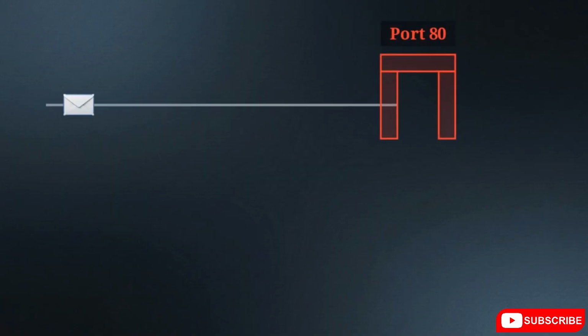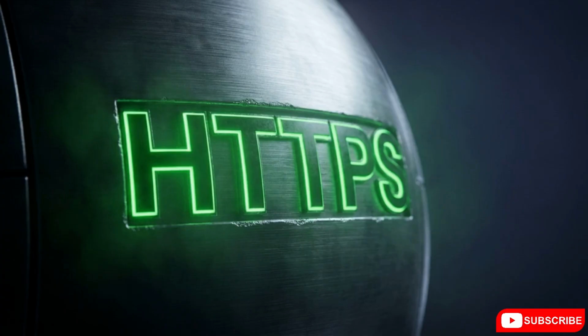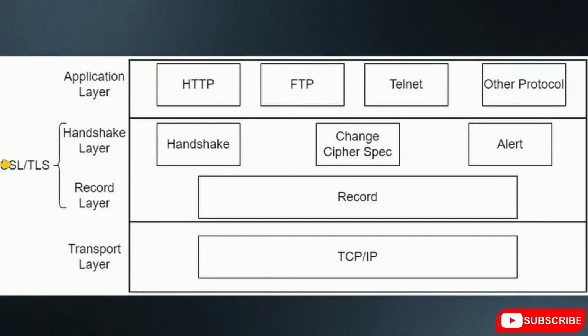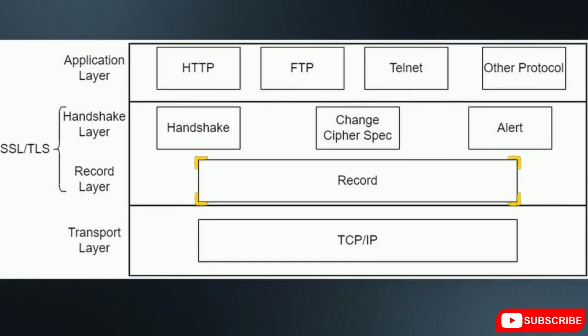To protect that data, the browser immediately shifts communication from the open port 80 to port 443. This is the designated channel for HTTPS. This diagram shows how HTTPS works. It doesn't replace the HTTP language at the application layer. Instead, it inserts a security layer right beneath it. This is Transport Layer Security, or TLS. It takes the standard HTTP conversation and wraps it in a protective shell.